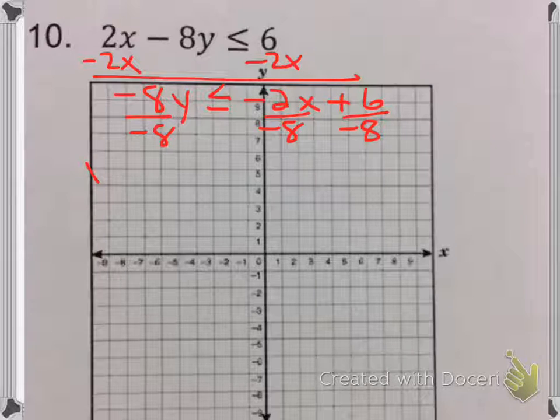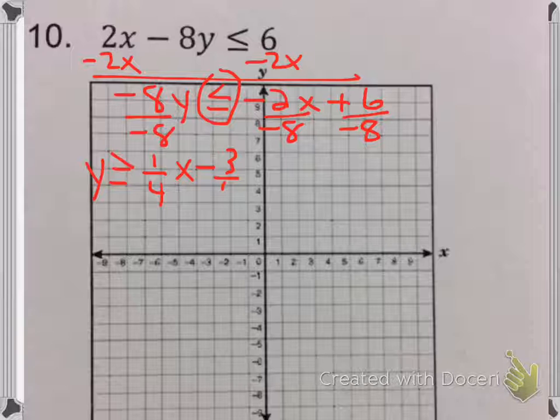So there is a rule that says if we divide by a negative number and we have an inequality, then we have to flip that inequality the other direction because we divided by a negative. So flip that inequality sign, and then negative 2 divided by a negative 8 is a positive 1/4, and 6 divided by a negative 8 is a negative 3/4.